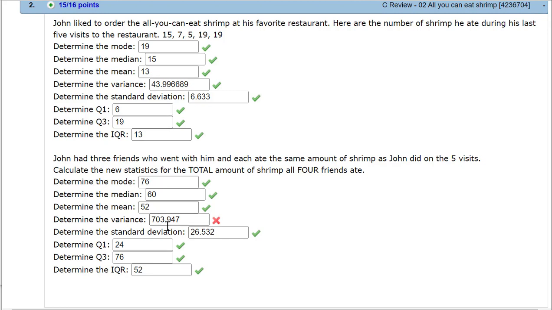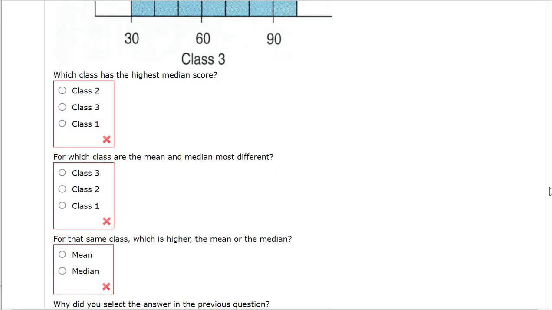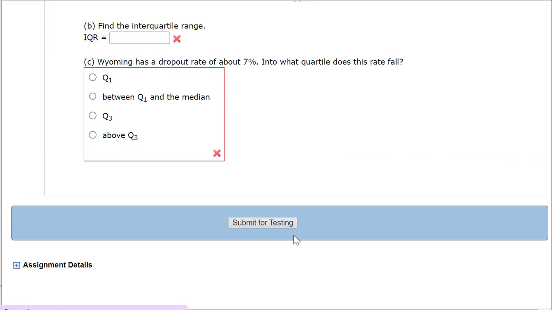As I said, variance is super special. It is much easier to square your standard deviation to get your variance than to try and use the rules on it. And I would tell the same thing to my AP Stats kids. So I hit submit for testing.